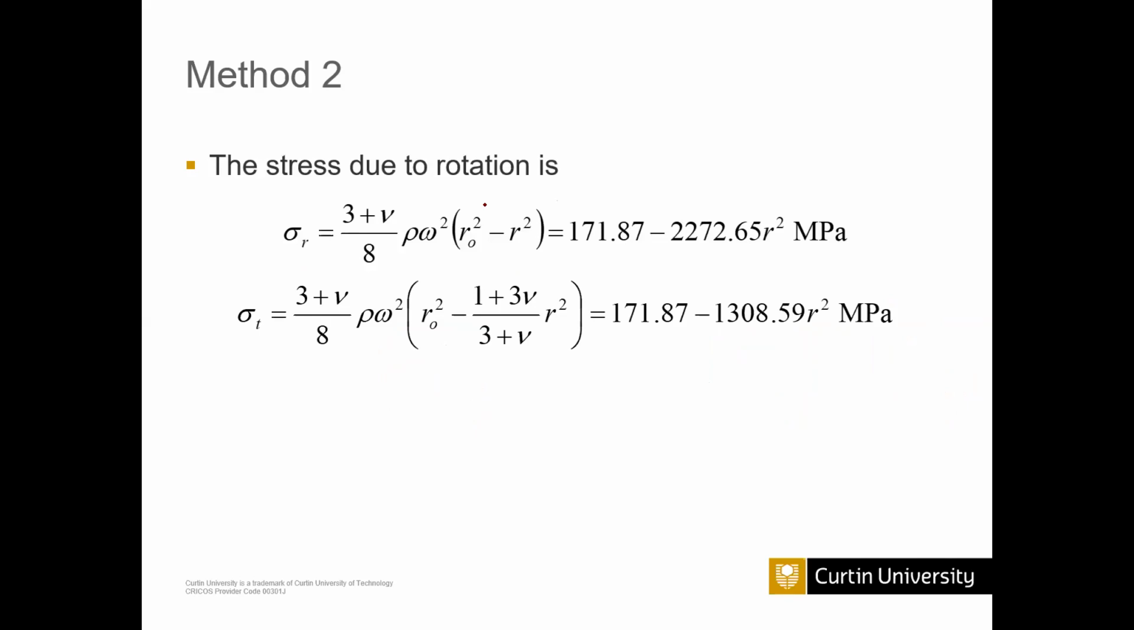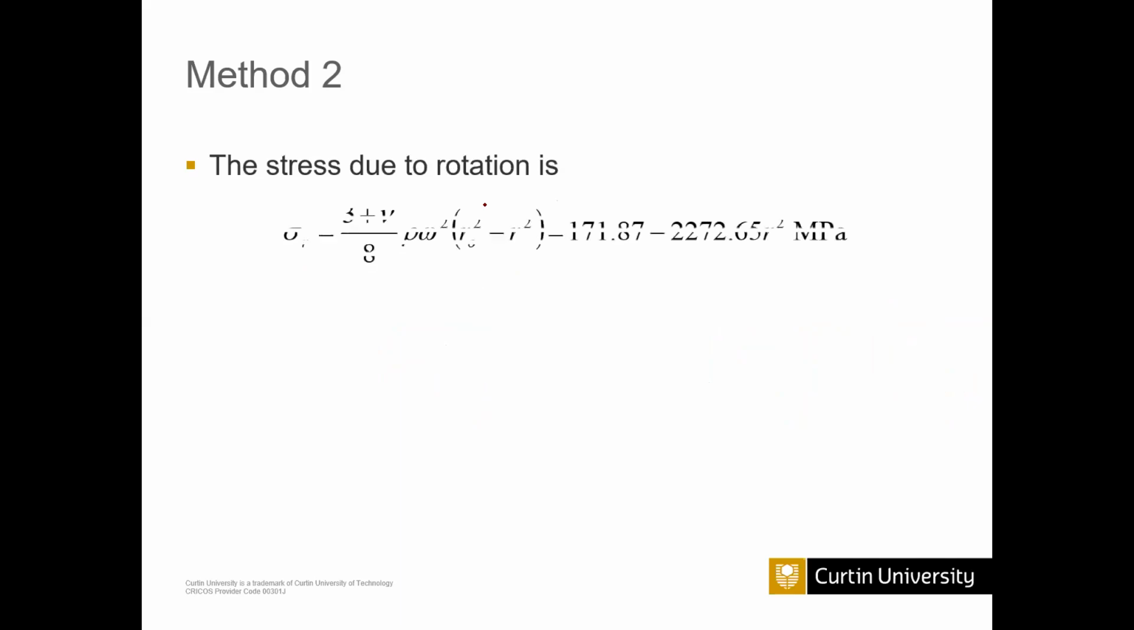Okay, second method, we calculate the stress due to rotation. The main difference between these two is that the first method considers the two cylinders as one single cylinder, or the other method considers the two cylinders separately. So that is the main two methods. Don't worry, equations are not going to change. The analysis method will only change.